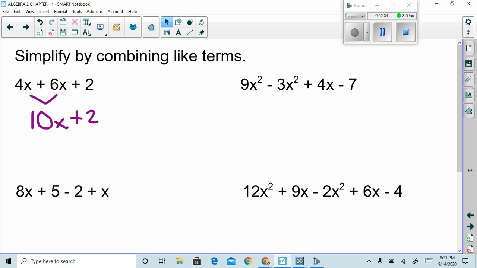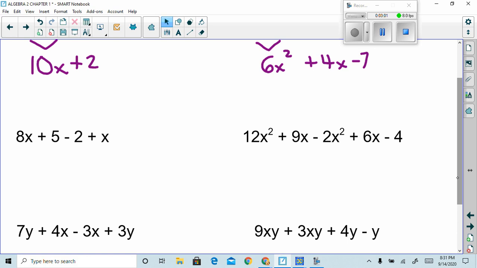Looking for like terms, I notice that the first two terms in the second problem up top have the same variable, x, raised to the same power, 2. 9x squared minus a 3x squared will give me a 6x squared. There's nothing like 4x. I'll just bring that down, and that constant will come down as well.